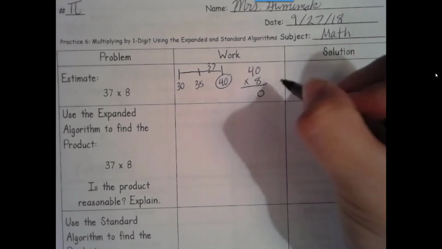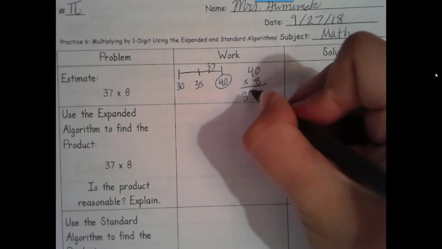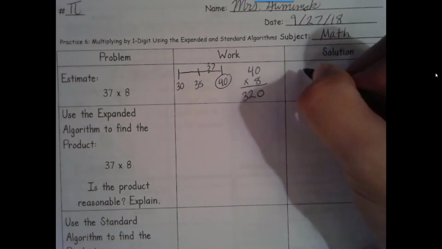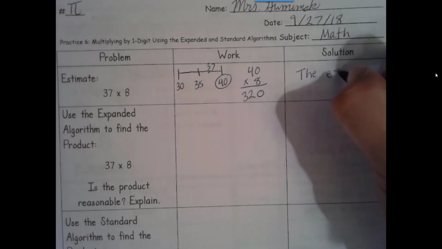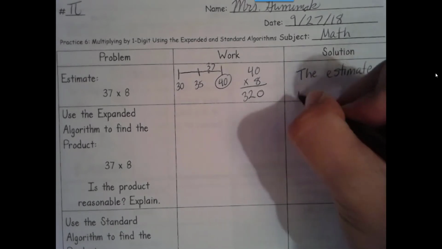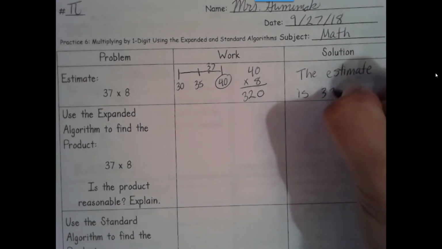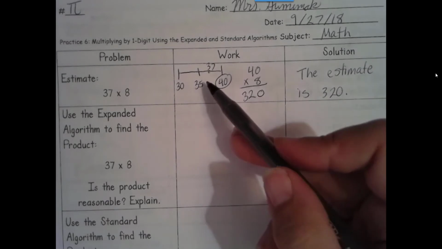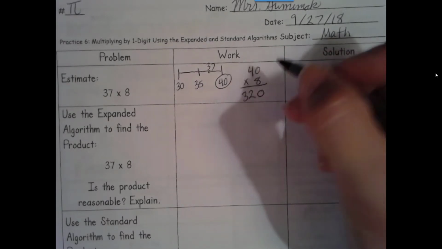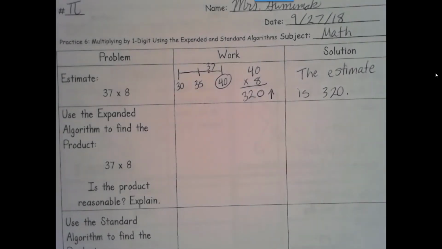The placeholder moves it over a place. 8 times 4 is 32. So the estimate is 320. Since I went up from 37 to 40, that means my estimate is going to be high. So my product should be close to 320, but less than it.